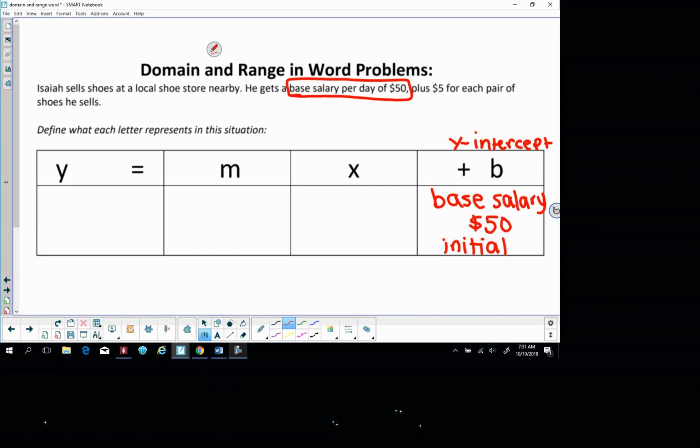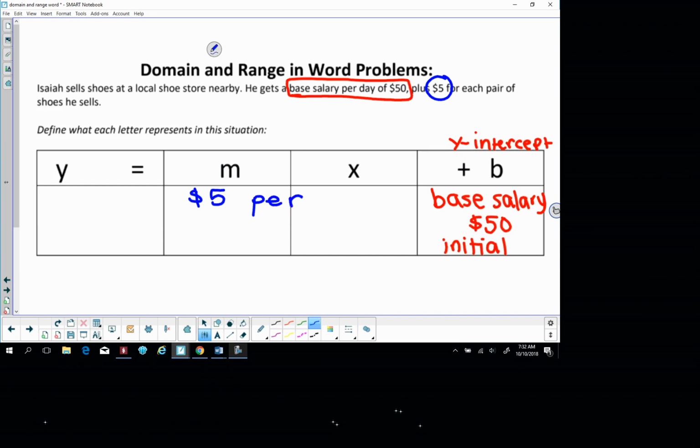Then we know our slope. What words do we know indicate the number before it is our slope? Per, what else? Each, every. So where do we see that here? For each pair of shoes, right? So the $5 would be considered your slope. So it's $5 per or for each.